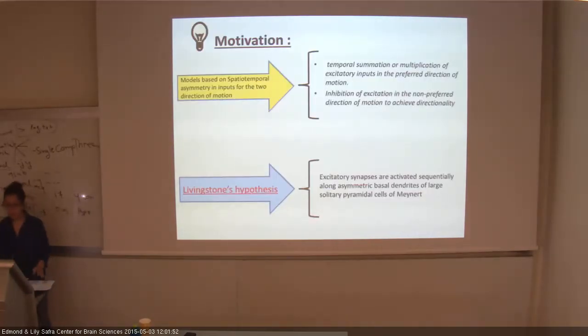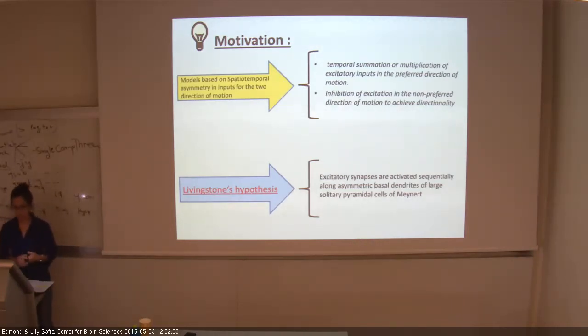The motivation for the study. There are several models proposed for the directionality of the neurons. A few of them we also discussed in class. One is the correlation model based on temporal summation or multiplication of excitatory input in the preferred direction of motion in flight, and one model for the rabbit's retina uses the inhibition of excitation in the non-preferred direction of motion to achieve directionality. And these are the models which are based on the spatio-temporal asymmetry in input for the two directions of motion.